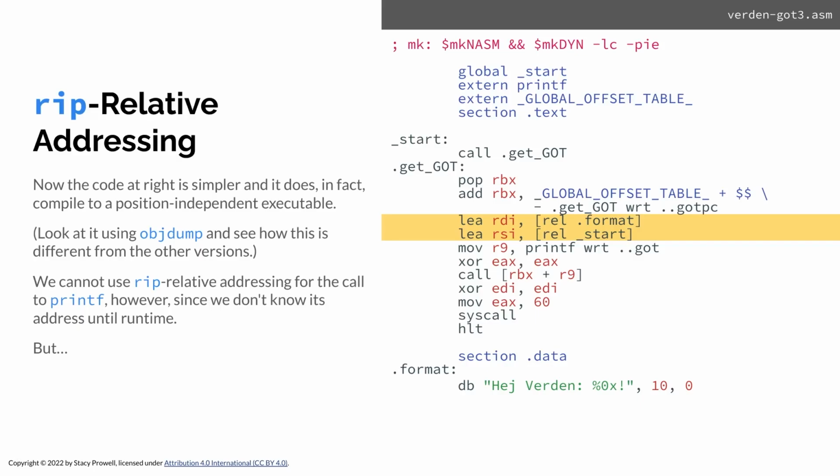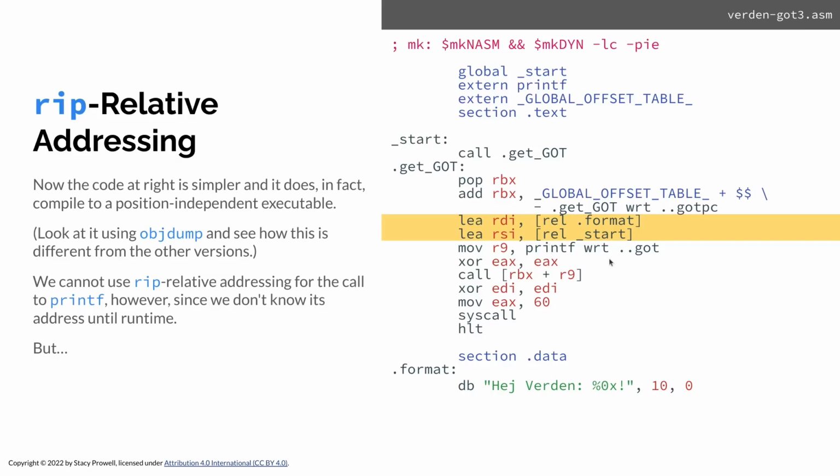So that brings us back to RIP relative addressing. I replace those two lines that we're using the global offset table with those, with rel format and rel start. This says create RIP relative entries for these two. And that works. This code over here will still compile to a position independent executable. Life is good. The challenge is I'd like to use the same kind of thing for something like printf. I've still got to use the GOT because I still have to get printf with respect to the GOT.